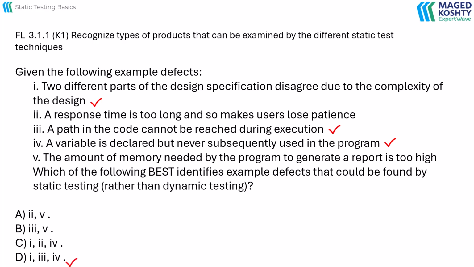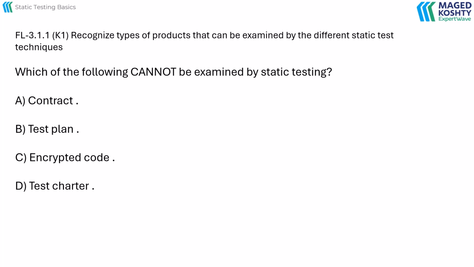And last question. Which of the following cannot be examined by static testing? Okay, so we are looking for a non-readable or unstructured document. So the correct answer is C. Encrypted code. Everything else is readable.